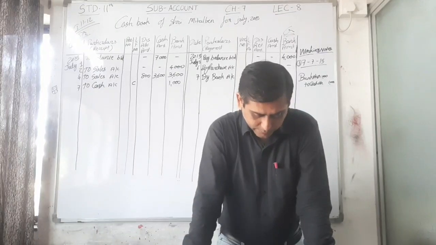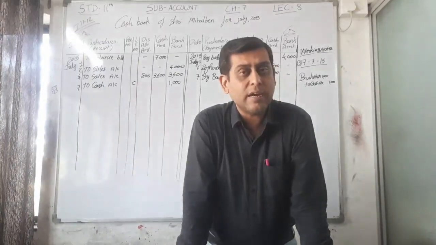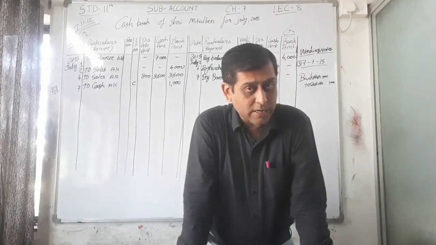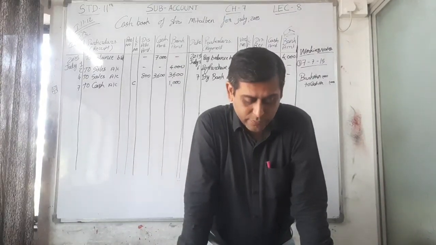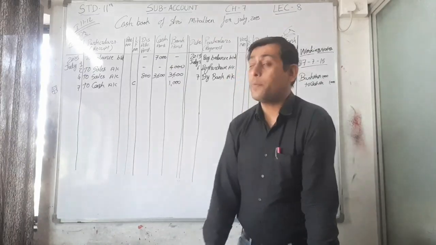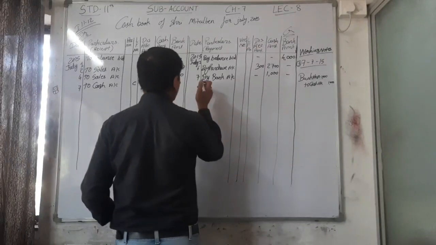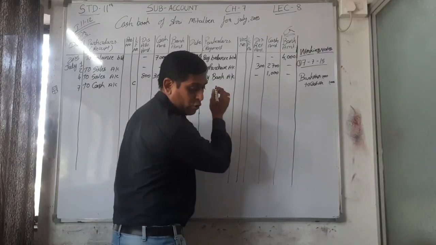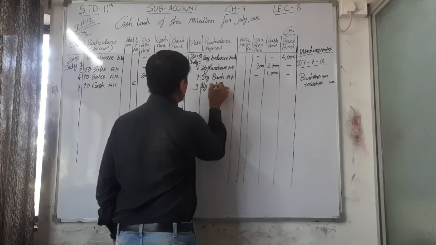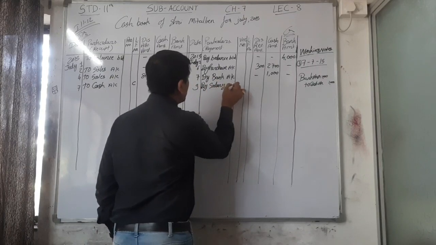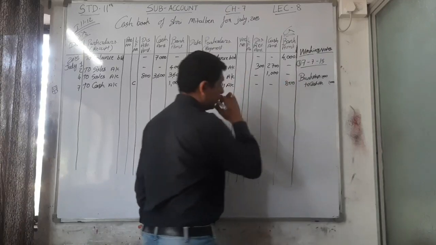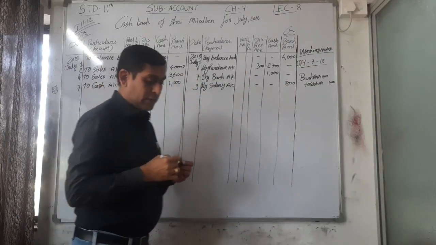Write down the journal entry. Salary account debit 800 to bank account, because we are giving the check, that's why to bank account 800, and that is the payment. So we have to write down on the credit side, 9, by salary account, in the bank column 800 rupees. Easy.